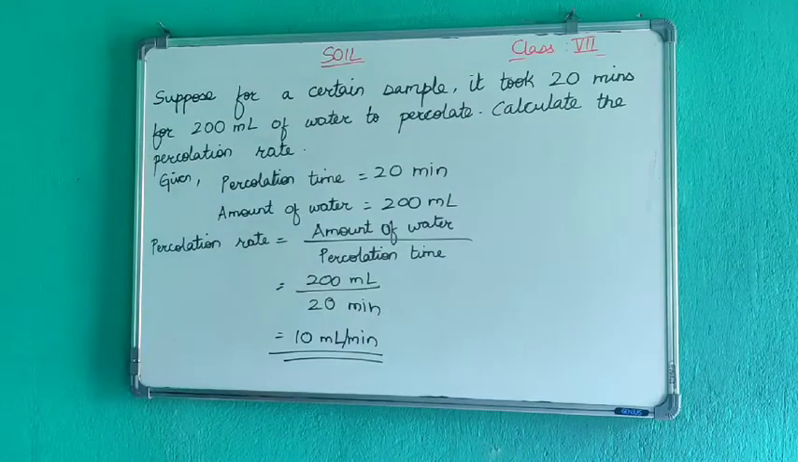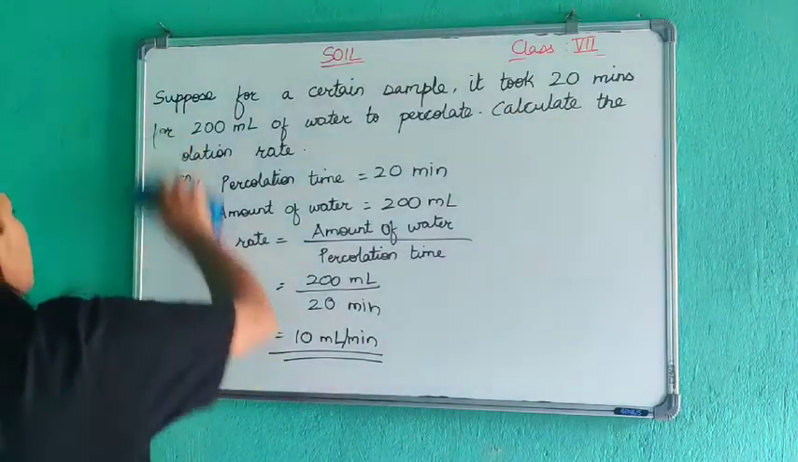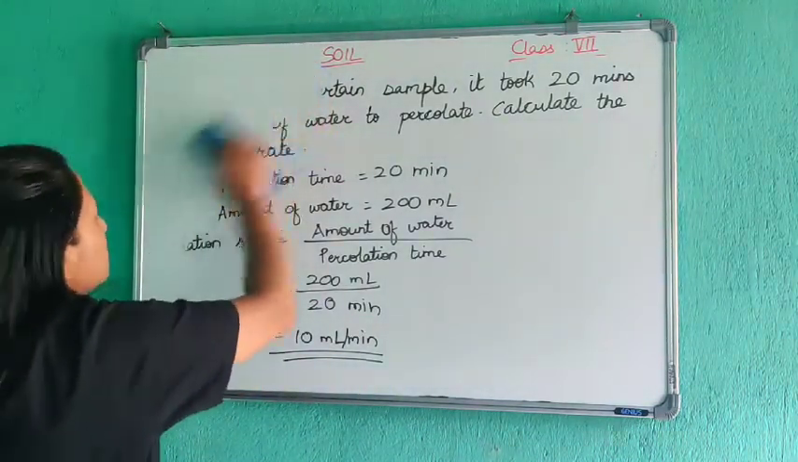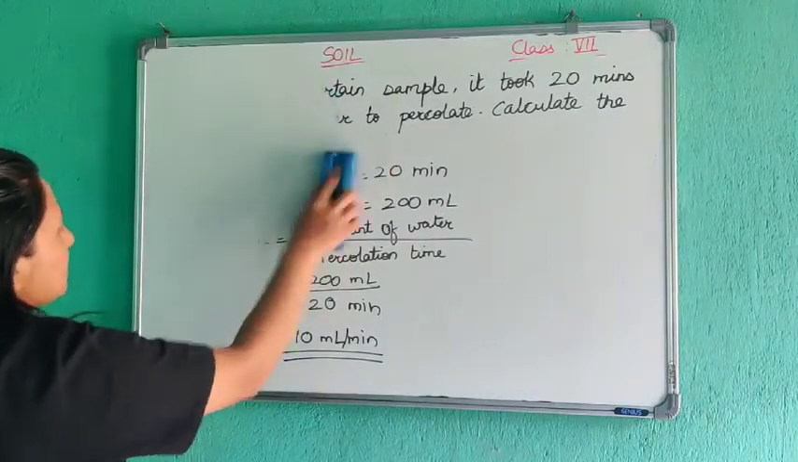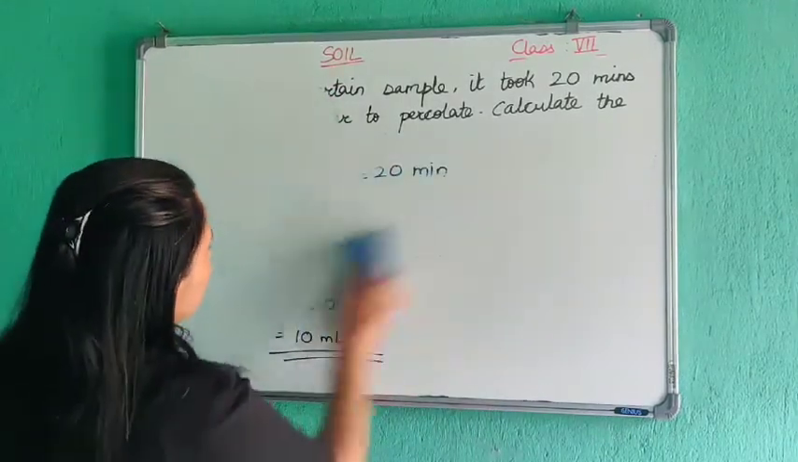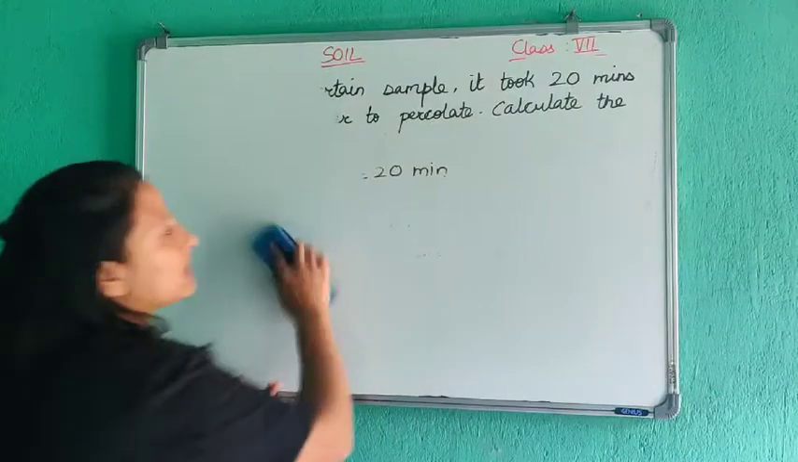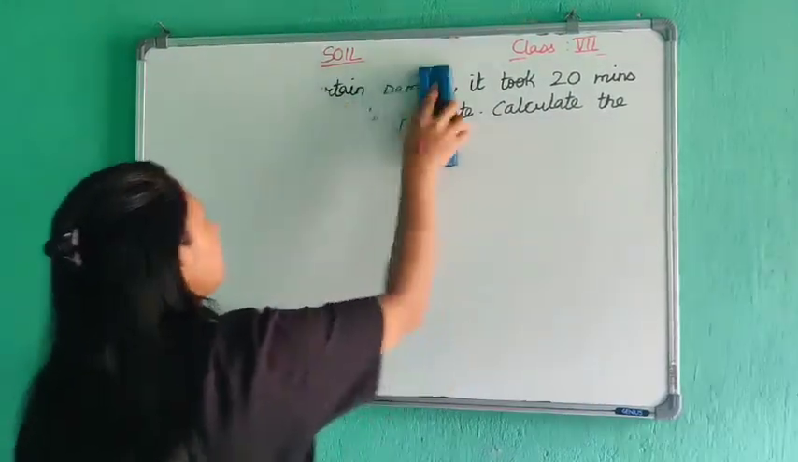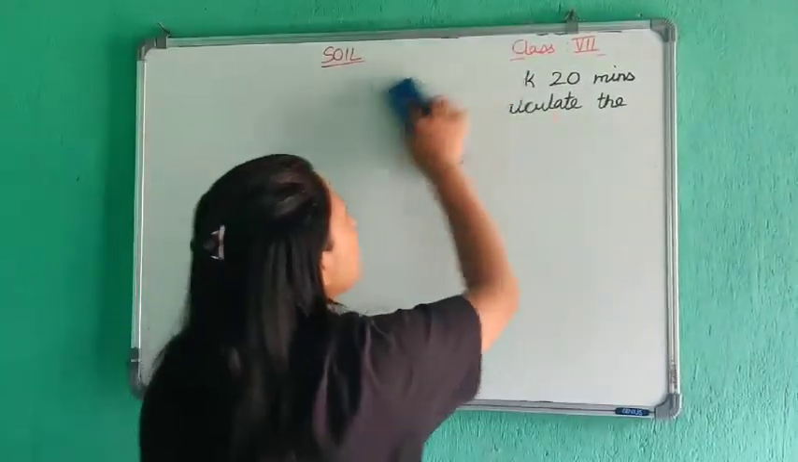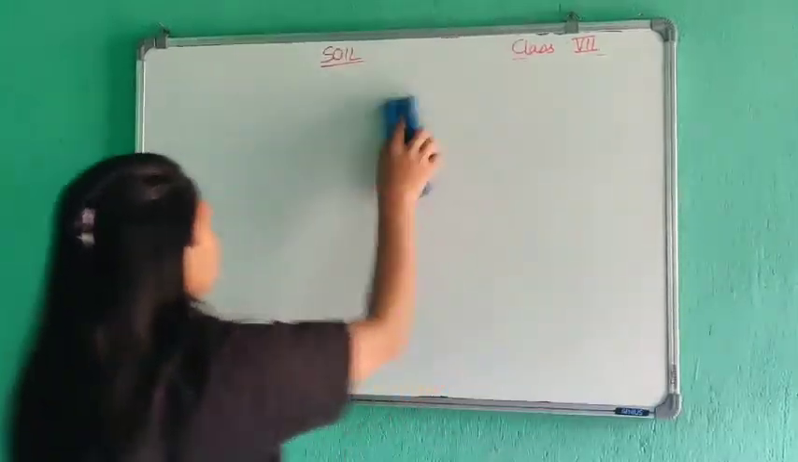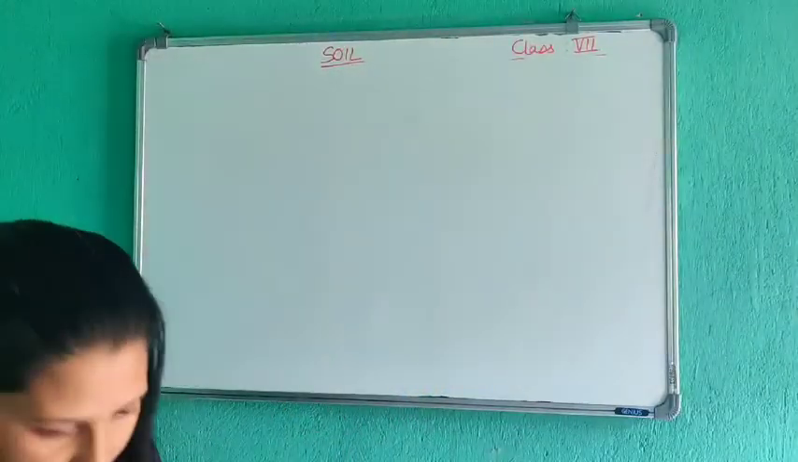Now let us read the next subtopic, that is moisture in soil. What do you understand by moisture? Moisture means water. Okay, so soil contains water and that is known as moisture.